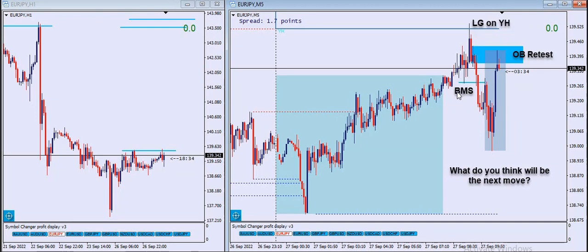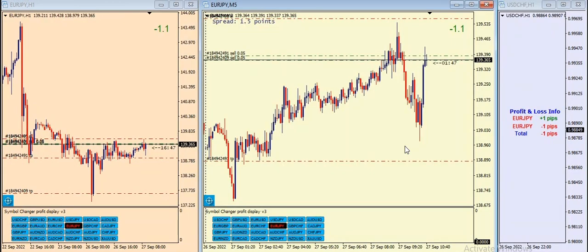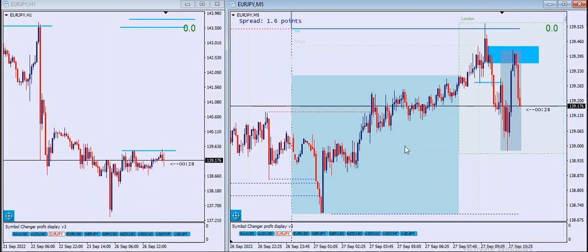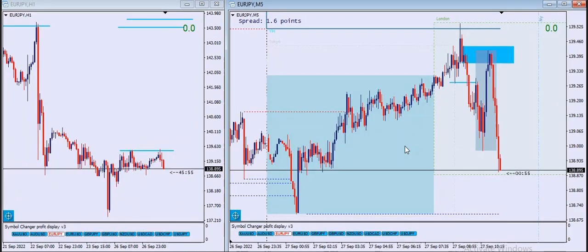Price broke market structure and created an OB here with this impulsive move. I waited for price to go back to it, then that is the entry. So the target will be here. This happened on the 27th, and as you can see, that was the entry, and that was our price drop on Euro JPY.